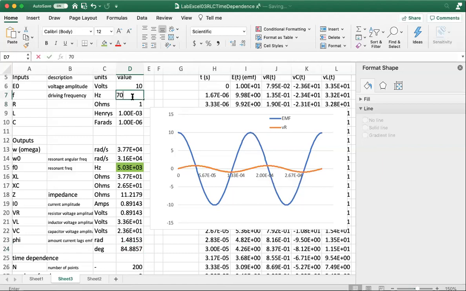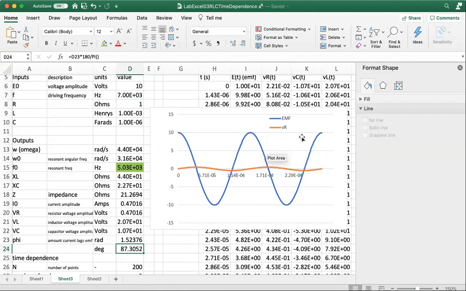And maybe 7,000 hertz. Getting tiny, but now we're at 87 degrees. So you can see how it's limiting. It'll limit, so we're now in the inductive regime. It'll limit to being lagging. The current is actually going to be lagging the voltage by 90 degrees when we're in the inductive regime. Capacitive regime, it's the opposite.